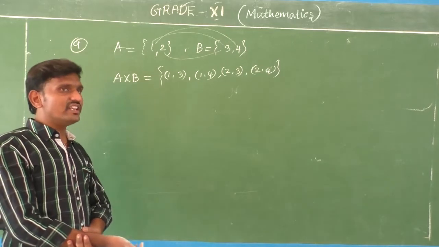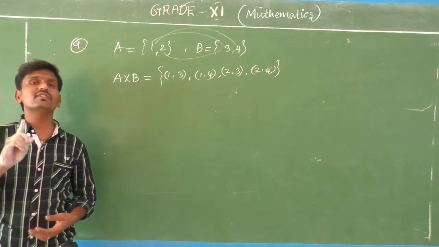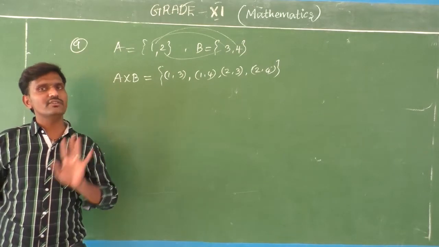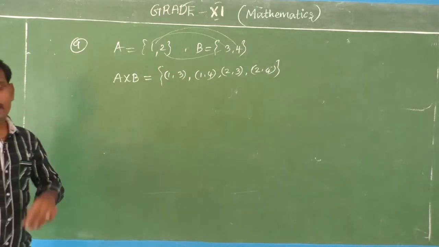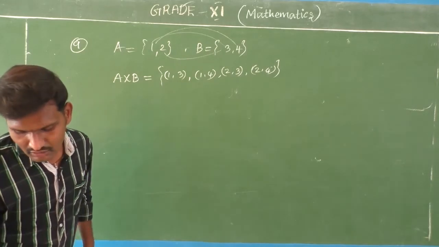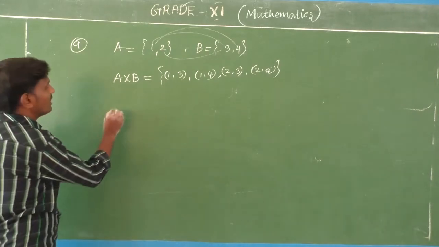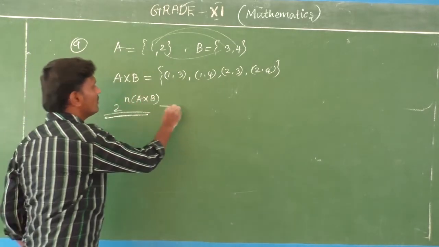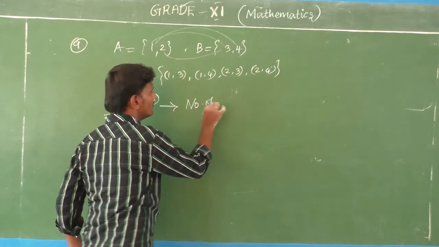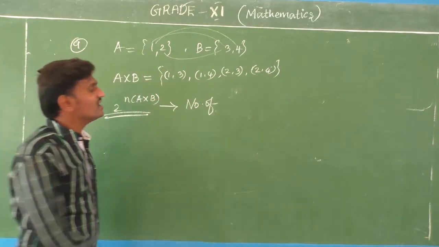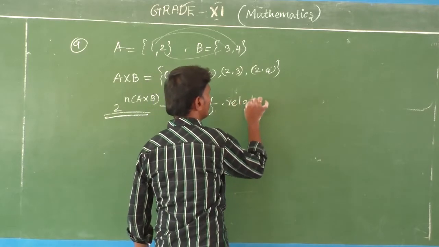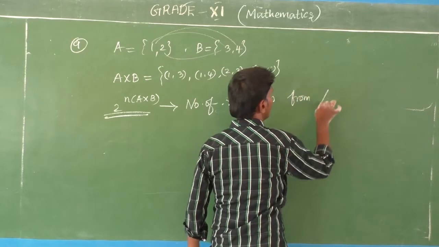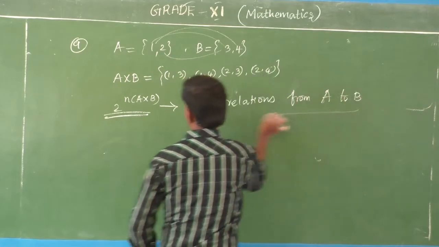The number of subsets in the given set is equal to 2 power n of A, where n of A is the number of elements in the given set. Like that, here the number of subsets is equal to 2 power n of A cross B. So this is your formula for the number of relations from A to B. This is a very important formula.